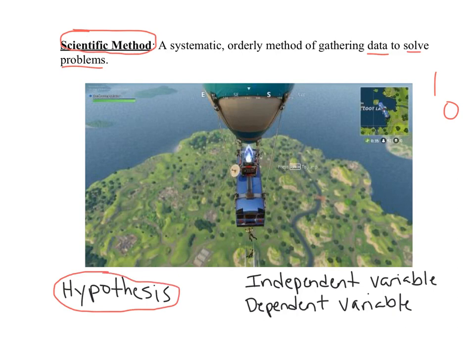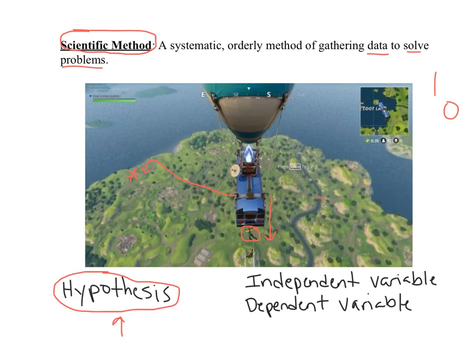My hypothesis is, you can see the guys right here jumping out of the bus. Usually they go straight down to get to the ground as fast as they can. But my hypothesis is, if I can fly as far away from the bus as I can and get as far away from everybody else as I can, I get a lot of guns and I won't get killed. So my hypothesis is, fly as far away from everybody else as you can, loot a bunch of houses, get a bunch of good weapons, and I'll have a chance.